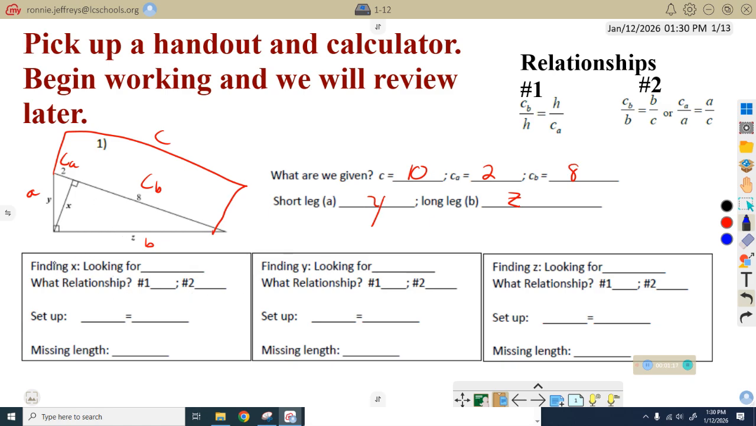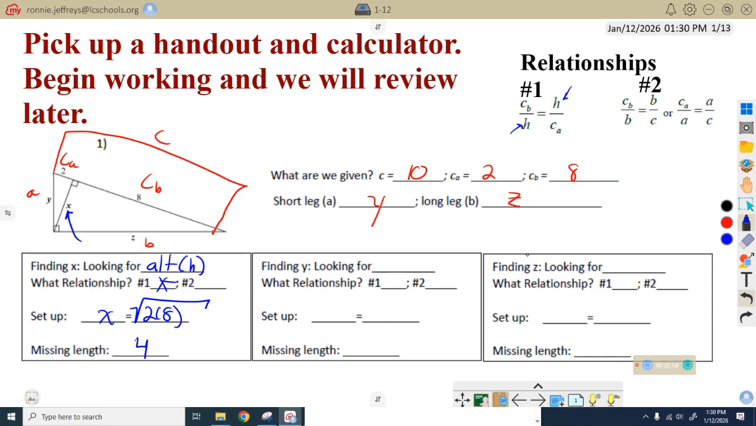Okay, so I'm finding X. That's this measurement right here. This is my altitude, which is also known by H. That means relationship 1. This is what we were doing Friday. So it's X equals the square root of 2 times 8. Well, 2 times 8 is 16. And the square root of 16 is 4. We actually got that one faster than we got the 2 times 8.